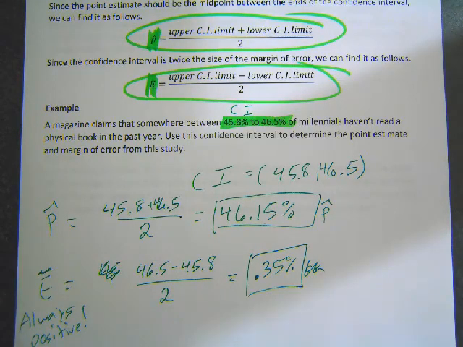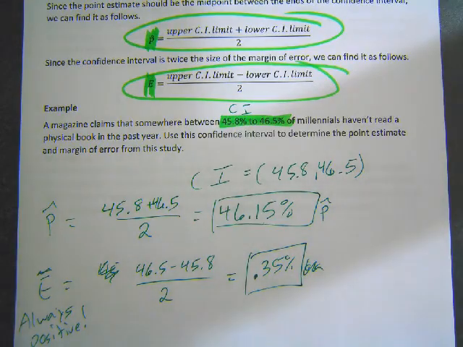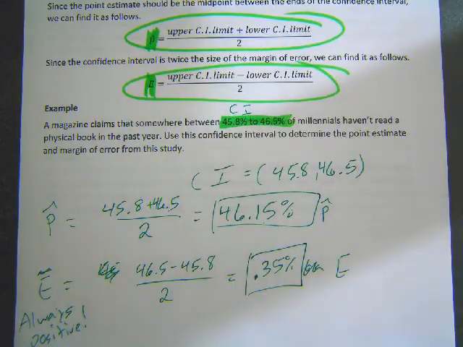So that's why in real life, if you're going to really depend on someone's study, you really want their information. You want their confidence level and their sample size and that kind of stuff. But if you don't have it, you can at least kind of figure out the point estimate and the margin of error just from their confidence interval.